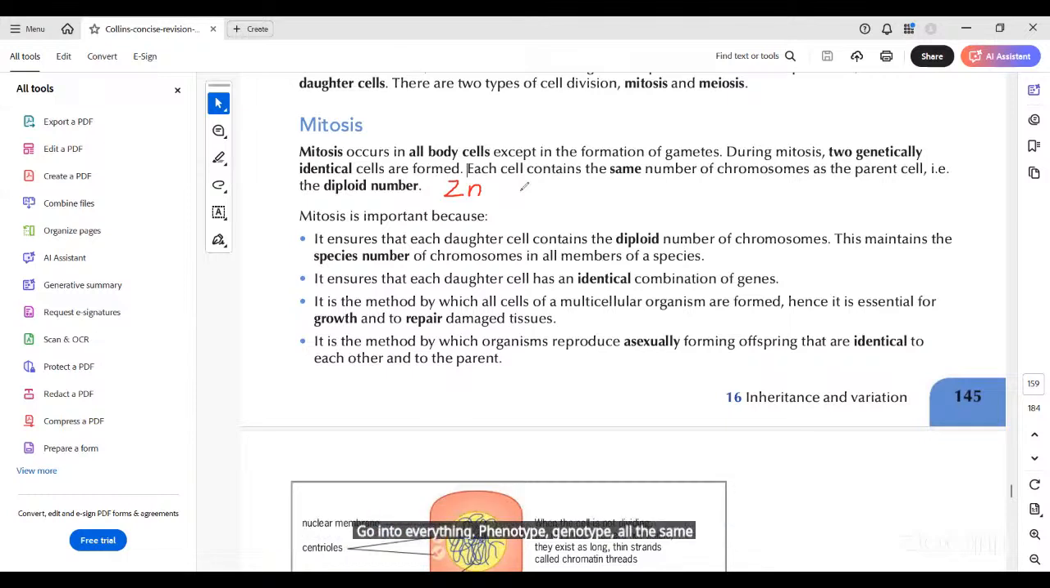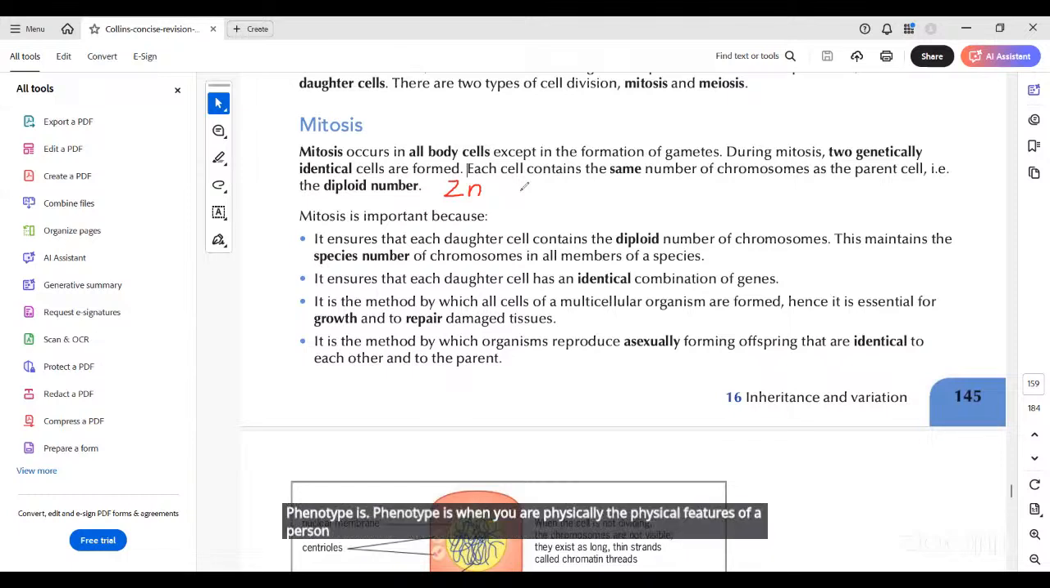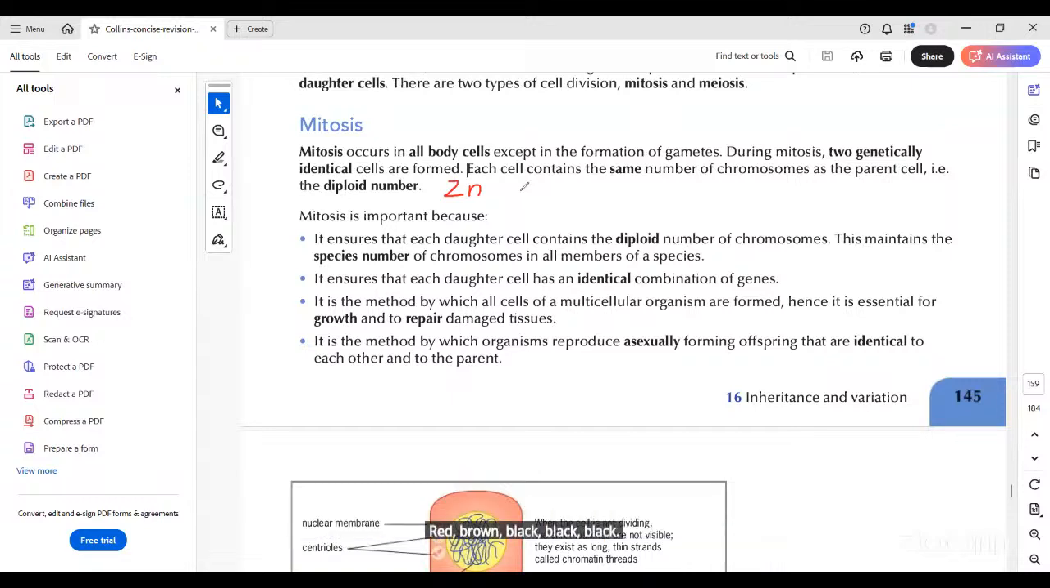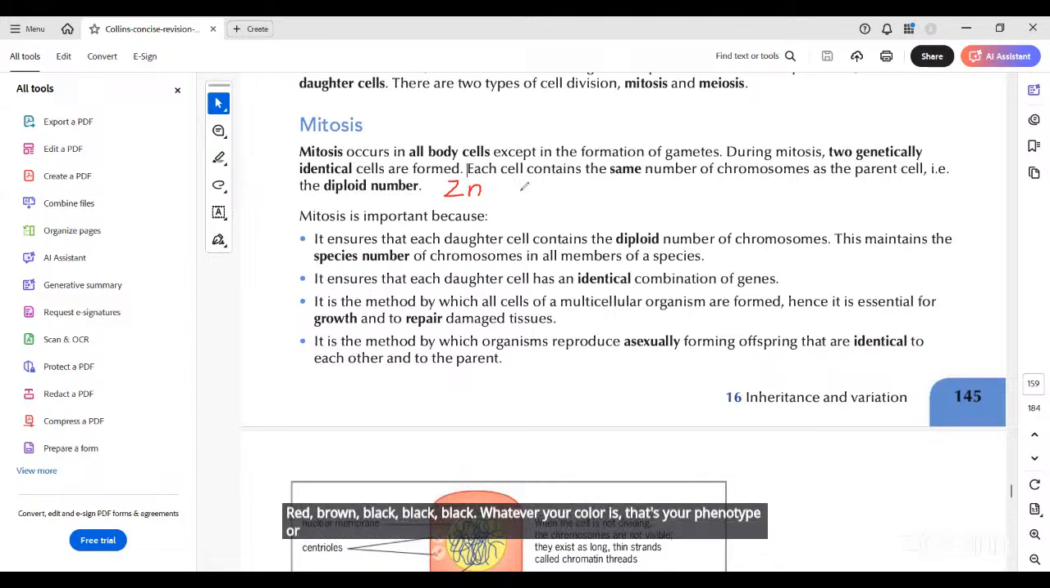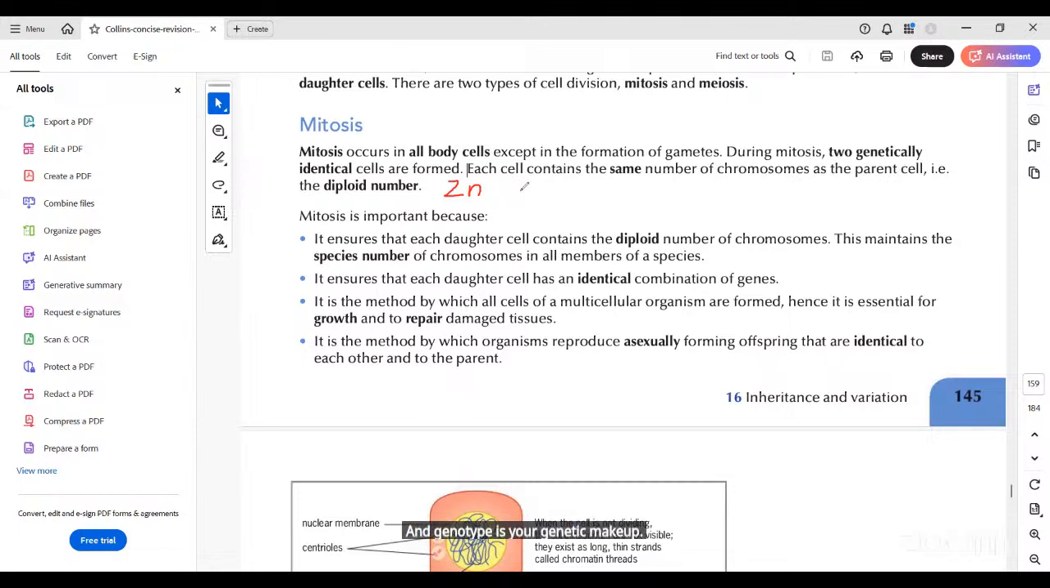Do we know what phenotype is? Yes, sir. The physical appearance of an animal. For the people at the back who don't know, phenotype is the physical features of a person. Big eyes, big nose, red, brown, black, whatever your color is, that's your phenotype, or your physical appearance. And genotype is your genetic makeup. So both your phenotype and genotype have to be the same.